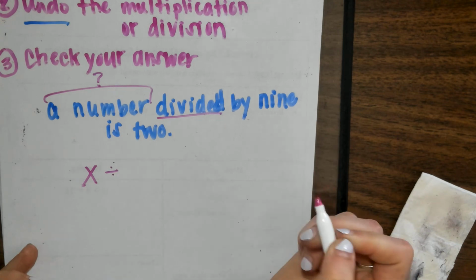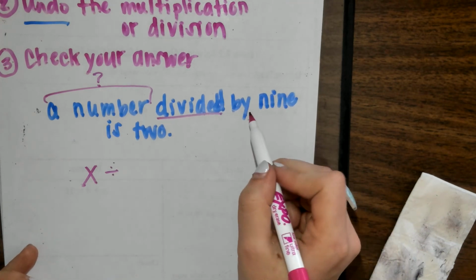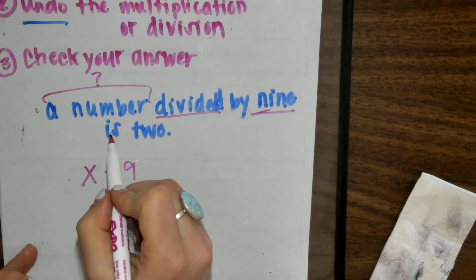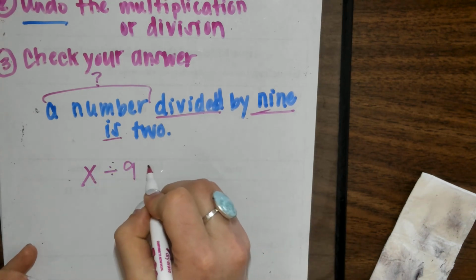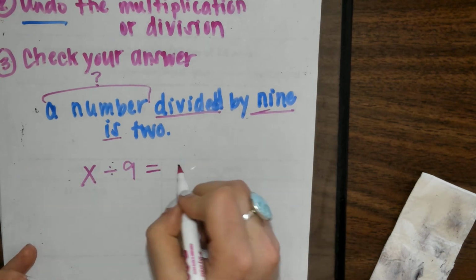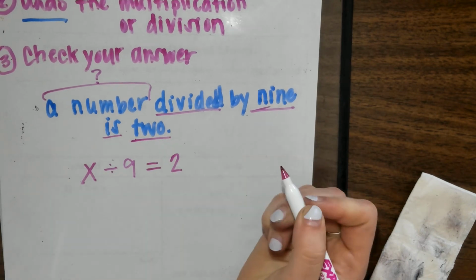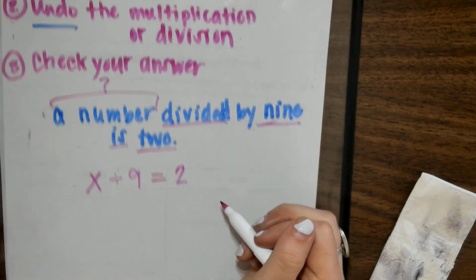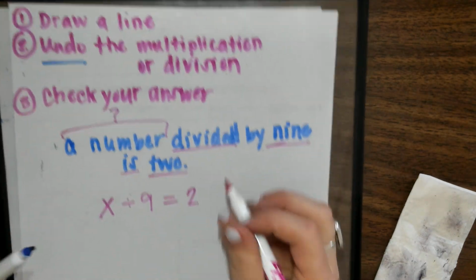So x, and then it's telling us to divide. So I'm going to write the division symbol. Divided by, what am I dividing by? 9. So x divided by 9. And then it says it is 2. So that word is telling me it equals 2. Okay. So now I have my problem. Now I can start. So I took those words, turned it into a problem, and I can begin with step number 1.